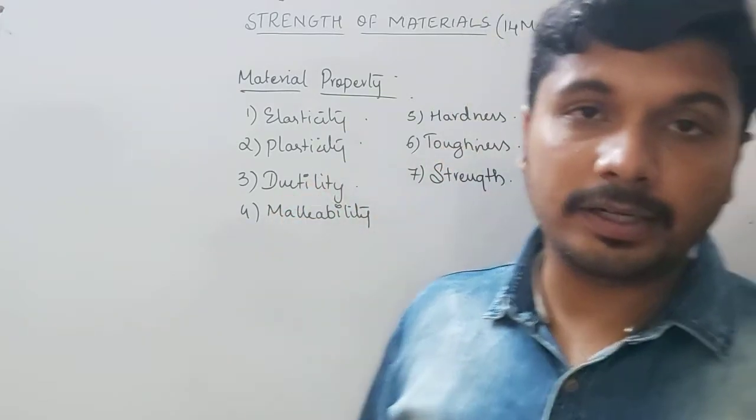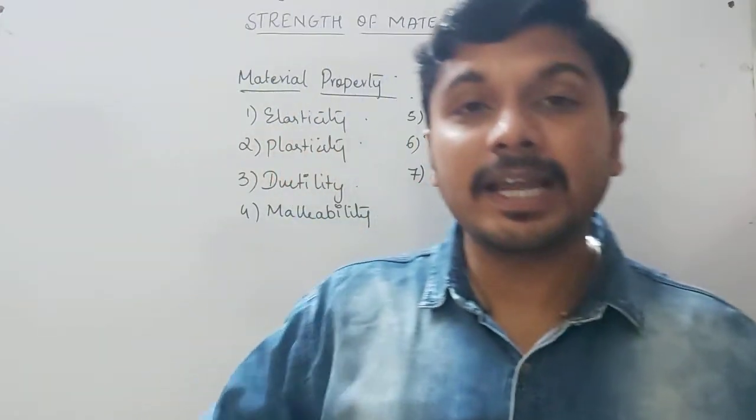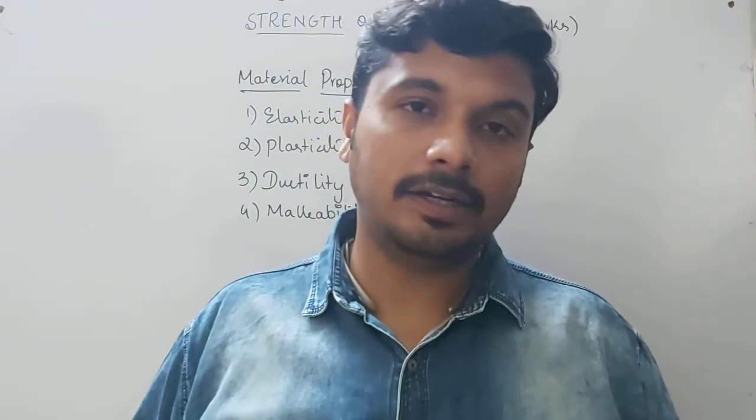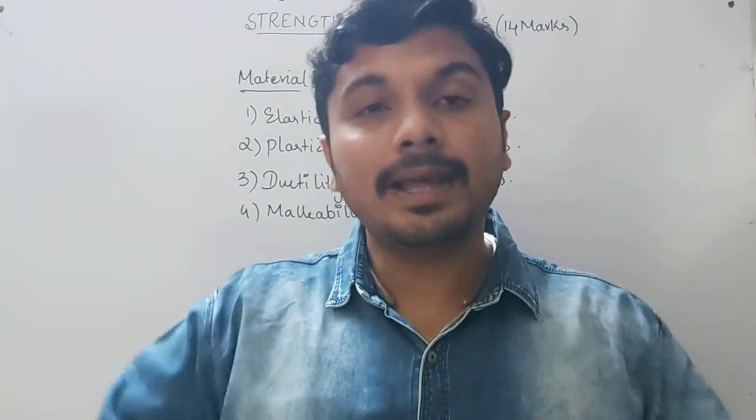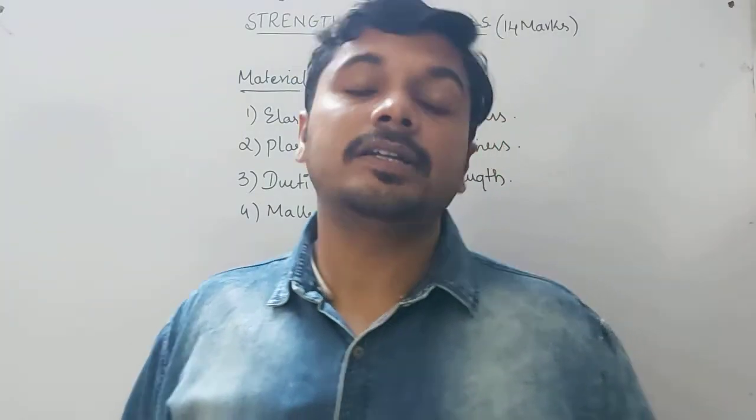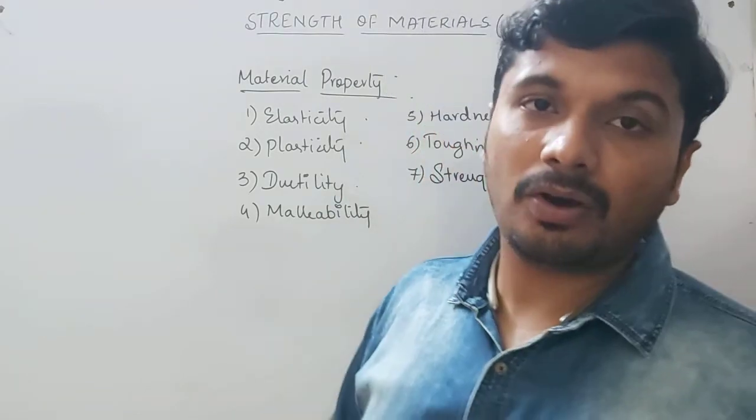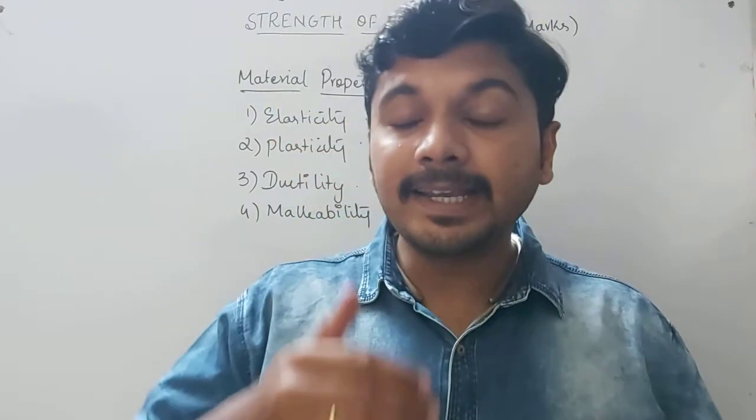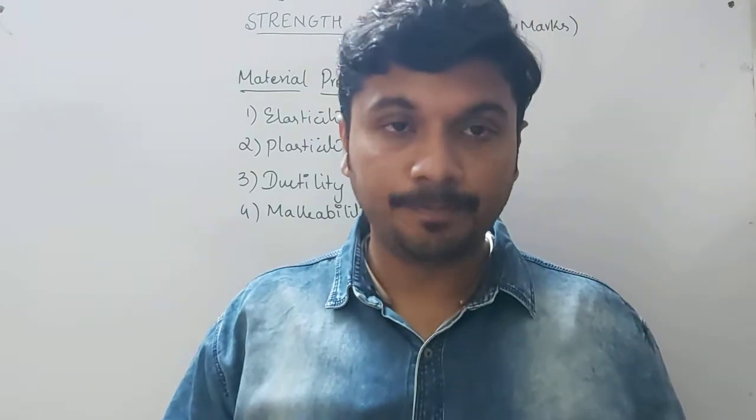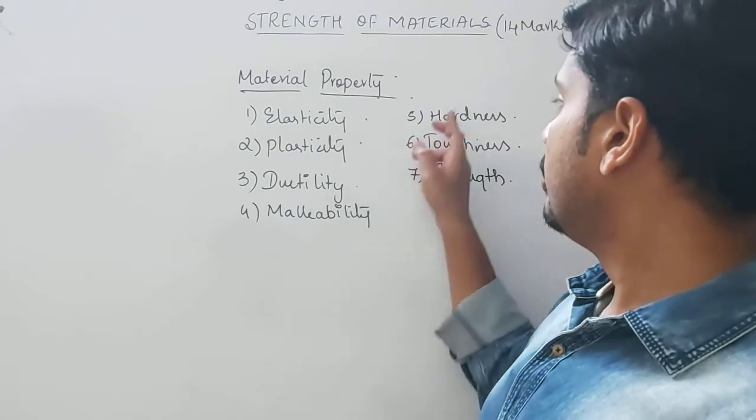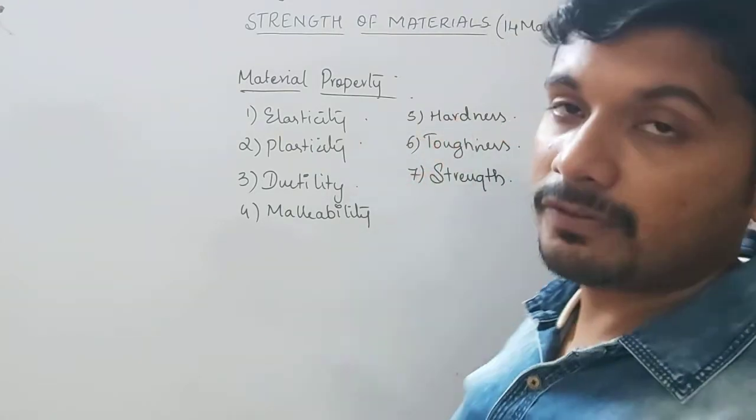What is meant by ductility? Ductility is when a body can be stretched like a wire. That is the ductility. When the body can be stretched just like wires, that is a ductile material. What is malleability? Malleability is when a body can be rolled into thin sheets. That is malleability. What about hardness, strength and toughness?